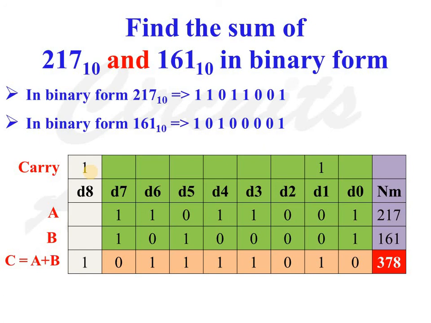For the next significant bit, carry in is equal to 1 and the D8 bits of A and B are zeros respectively. So 1 plus 0 is equal to 1. So result of the operation A plus B is equal to 101111010, which is equal to 378 in decimal number system.